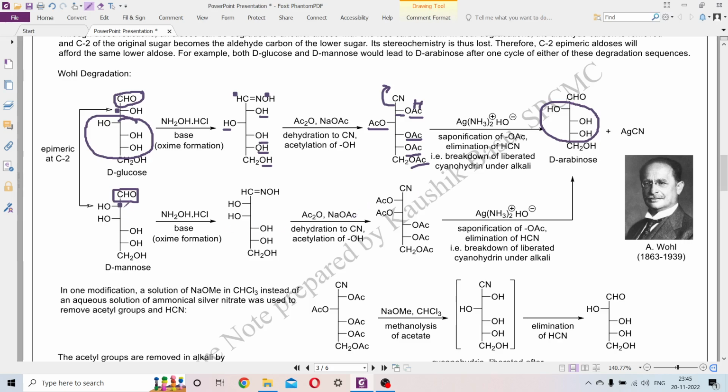So again, C2 epimeric aldohexoses will lead to the formation of the same aldopentose because it is the stereochemistry of the C2 which will be destroyed, but the C3, C4, C5 will remain intact and they will become the C2, C3, C4 of the aldopentose.